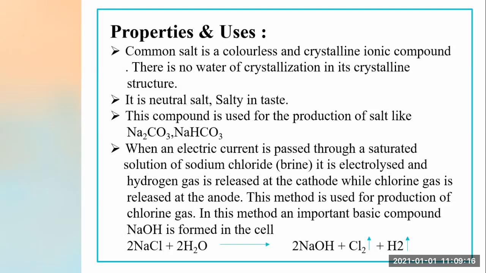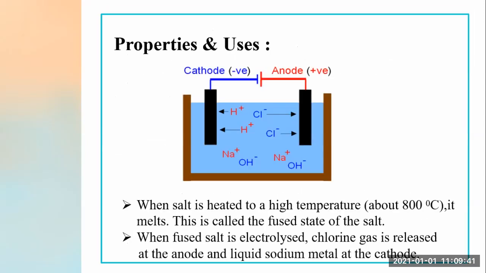Now see, NaCl brine, I have told you, a saturated solution of NaCl, plus H2O, that is water. What do I get? NaOH, that is sodium hydroxide, plus Cl2 gas is released from the anode, and hydrogen gas is released from the cathode. Now I'll show you a diagram which explains this electrolysis process.